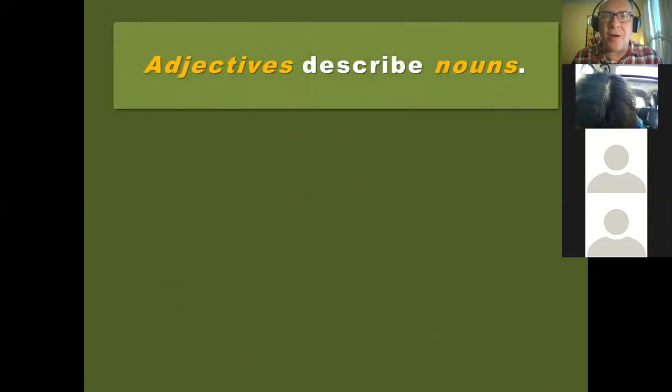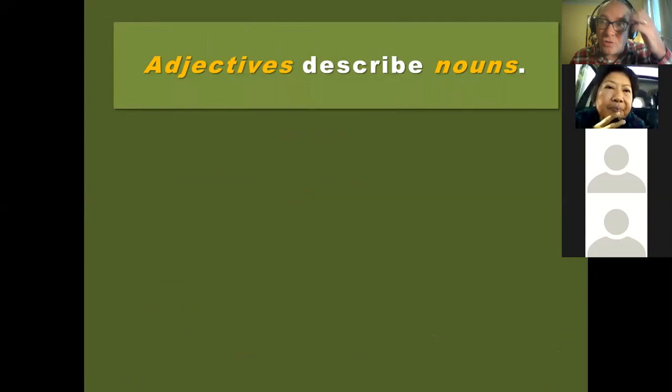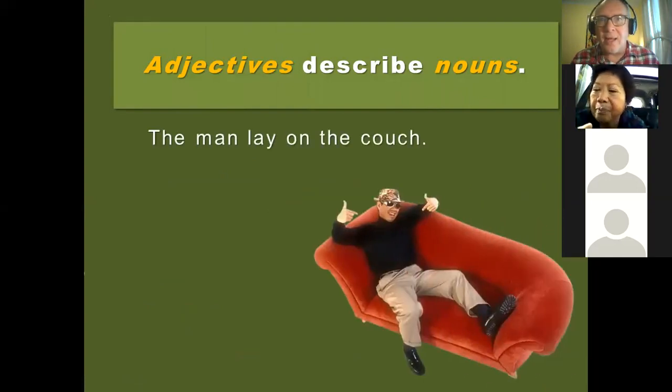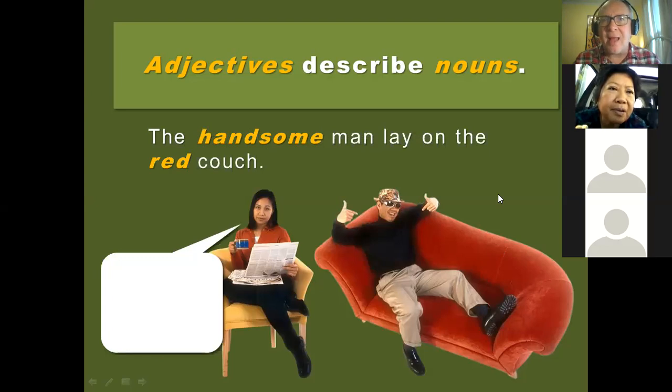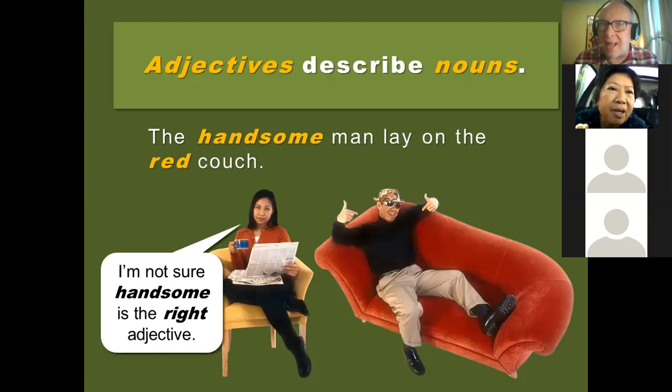Okay, so let's talk about it. Adjectives describe nouns. What is a noun? A person, place, or thing. So here we have just nouns and verbs, right? Man is a noun, couch is a noun, and lay is a verb. But that's not very descriptive, right? What kind of man? What kind of couch? For example, the handsome man lay on the red couch. Handsome and red are both adjectives.